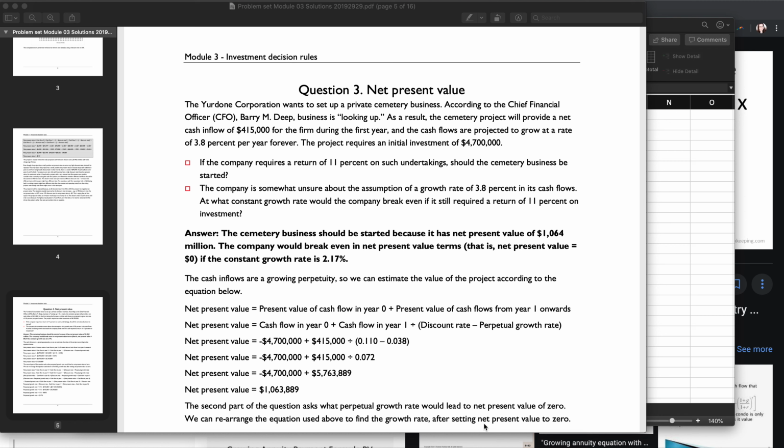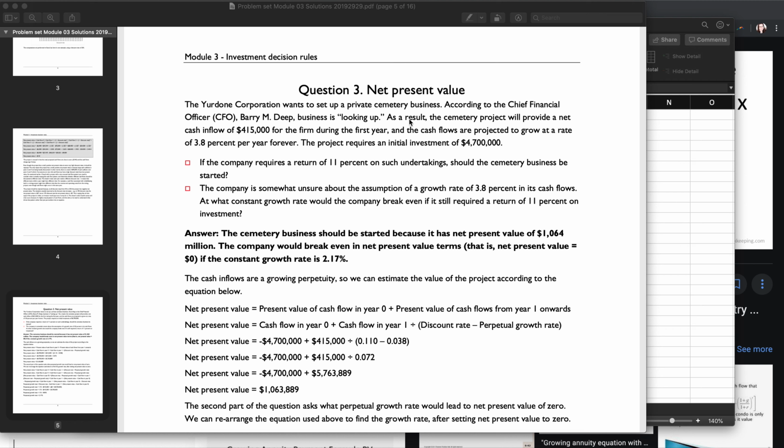Question 3. The question doesn't even say that it's actually looking for an IRR. It just asks what the break-even is. In the second part of the question, it asks for the break-even rate. The first part just says, should the cemetery take the business? So let's just set it up first, and then we'll go from there.